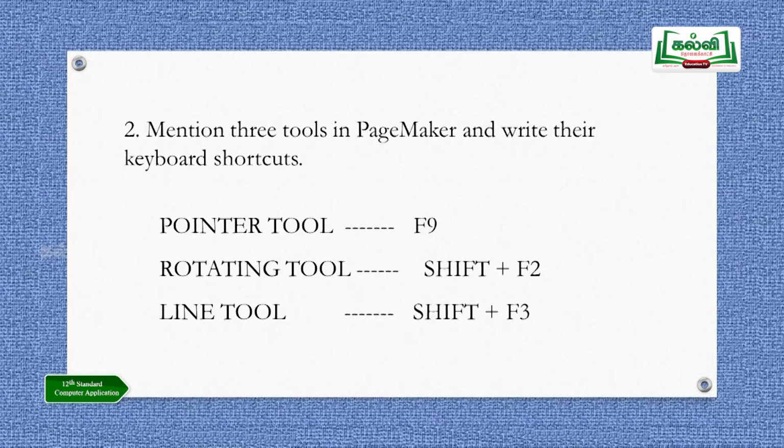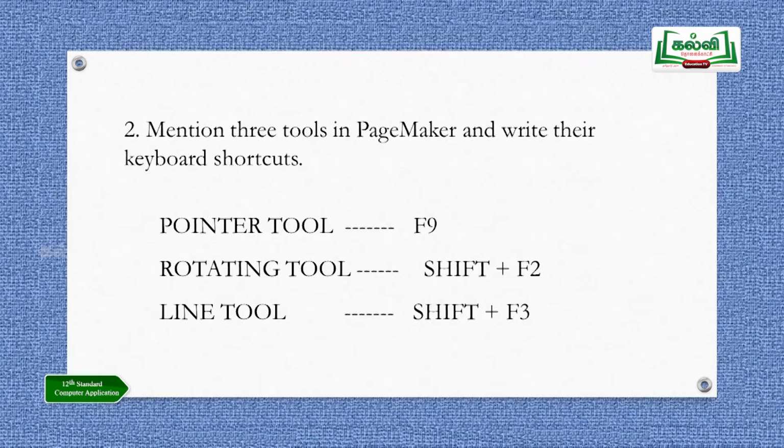Mention 3 tools in PageMaker and write their keyboard shortcuts. There are so many tools available. Again, I am telling you, please remember in the previous class I told you. In the beginning itself, I showed the image and I asked you to remember that image, and I told you many bars are available: title bar, menu bar. Below that menu bar, you have the toolbar. What is the toolbar? Toolbar will have various icons, images used to select various tools, right?